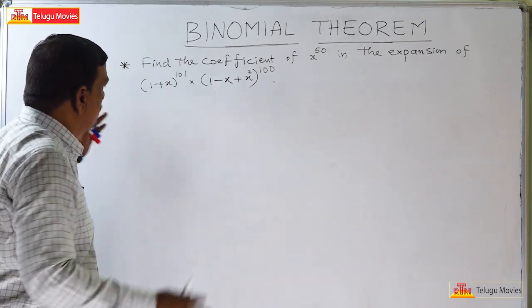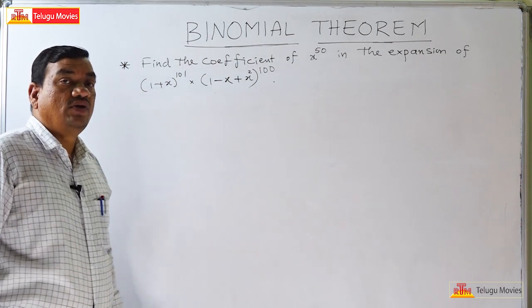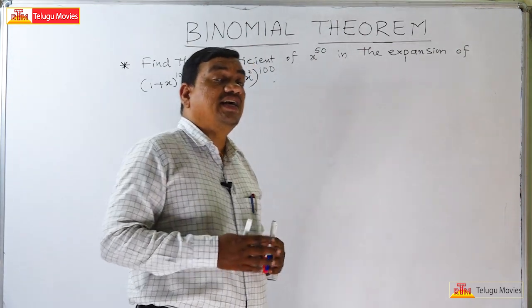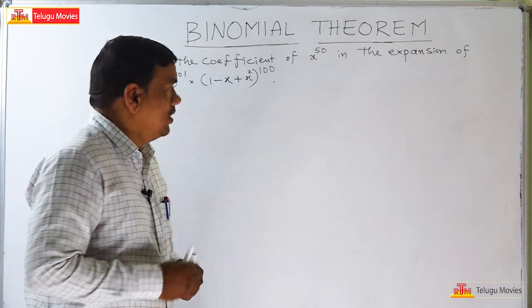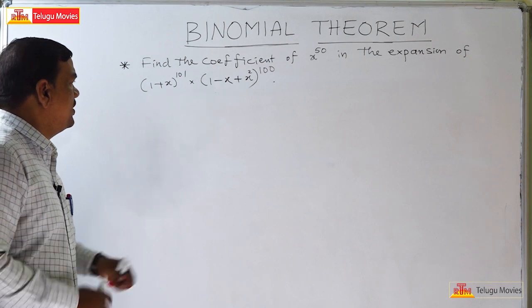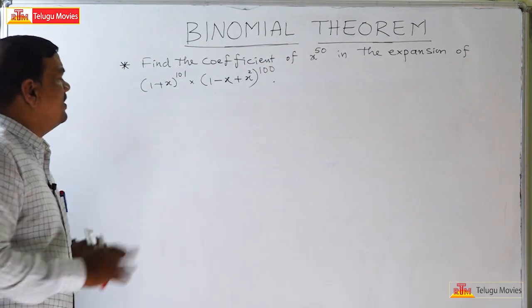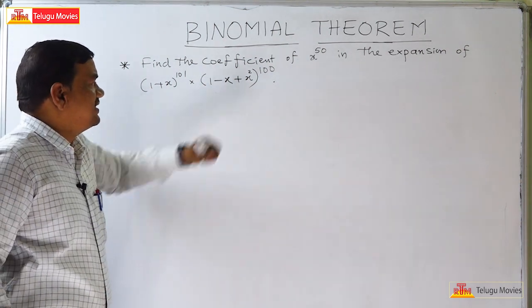So this expansion, of course, if you do this, a very big expansion will come. In that, definitely there will be a term containing x to the power of 50. You have to find out that coefficient, right? You have to think in a logical way. So here, see here 1 plus x, 1 minus x plus x square. Leaving the powers 101, 100, leave it: 1 plus x, 1 minus x plus x square.